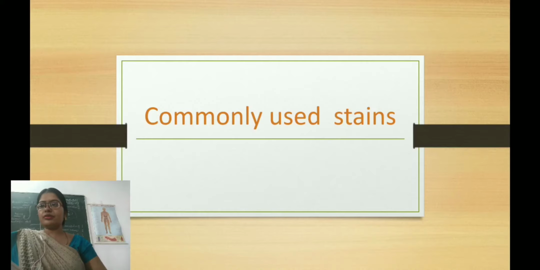Hello everyone, today we are going to use some chemicals that are commonly used in laboratories. We also know them as commonly used stains. So some of them are acetocarmine, basic fuchsin, borax carmine, crystal violet, eosine, hematoxylin, iodine stain, Leishman's stain, methylene blue and safranin.